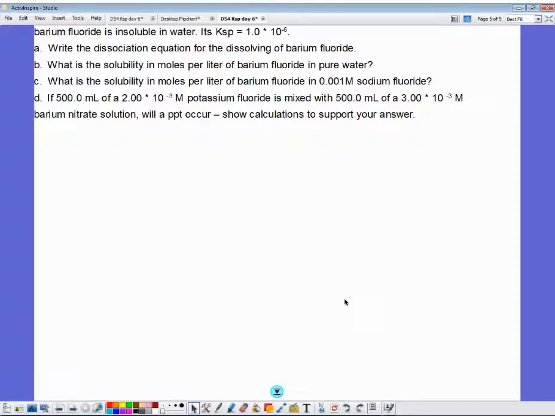All right, so it says barium fluoride is insoluble in water. Its Ksp is 1.0 times 10 to the minus 6. That's a fairly decent Ksp, though, for the ones we've been using. All right, so it asked me first to write the dissociation equation in water for this insoluble salt.